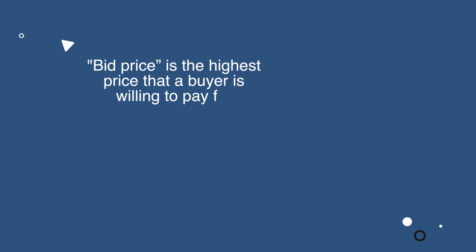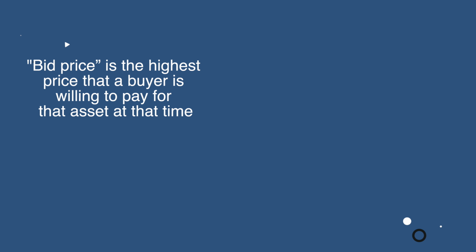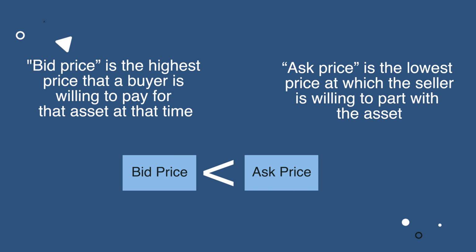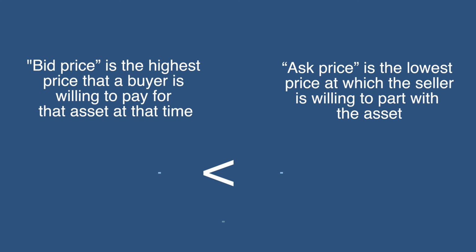Bid price is the highest price that a buyer is willing to pay for that asset at that time. Ask price is the lowest price at which the seller is willing to part with the asset. The bid price is always lower than the ask price. The difference between these is known as the bid-ask spread. The bid and ask prices are continuously changing, and so is the bid-ask spread.